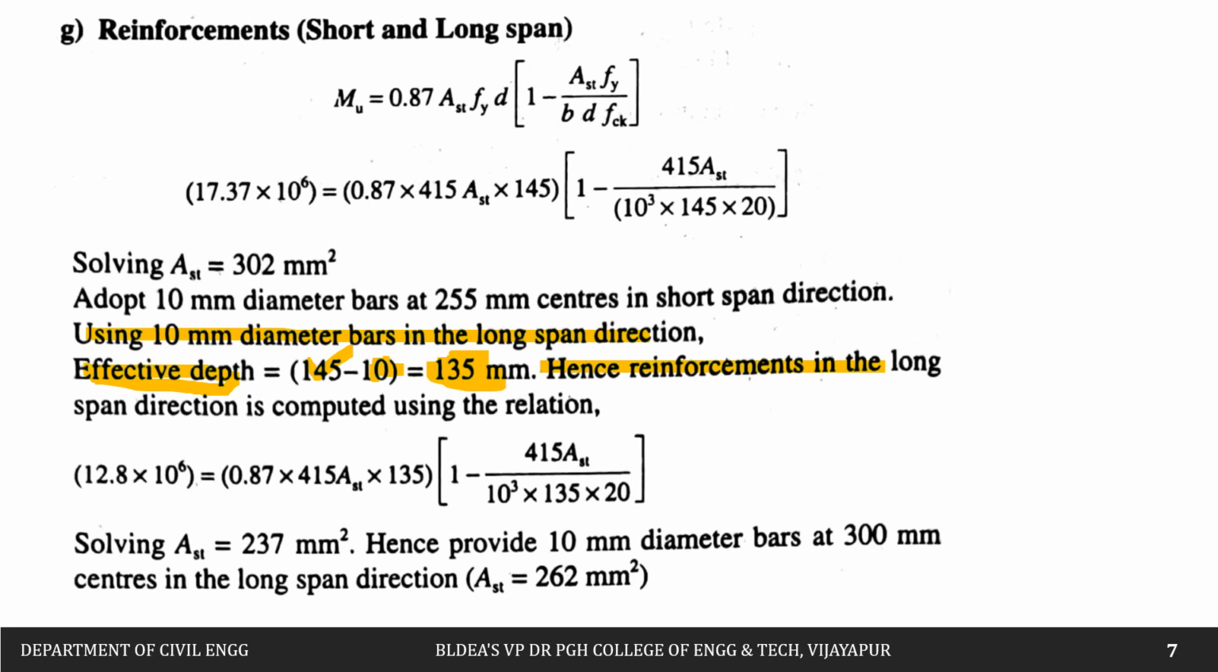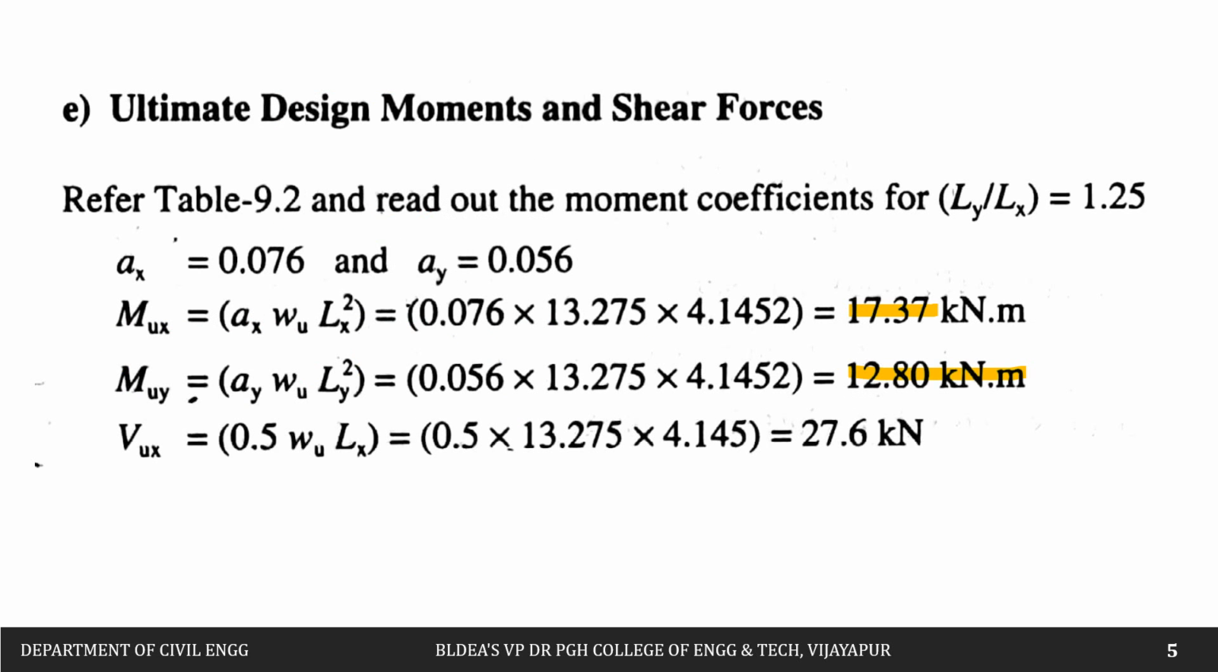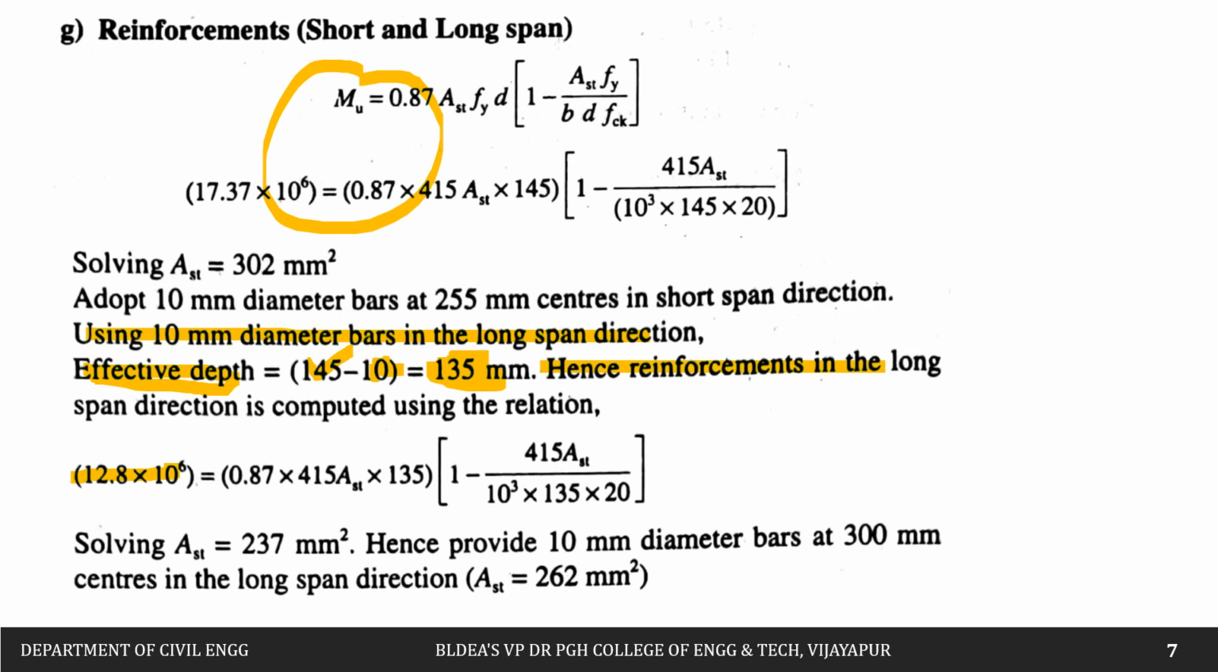Hence the reinforcement in the long span will be calculated using again this relation. So here it is 12.8 we have. Therefore 12.8 into 10 raised to 6, that same formula I can use so as to calculate the area of steel as we had calculated here. So area required will be 237 mm square. So if you are going to use 10 mm dia bars, spacing will be pi by 4 into 10 square divided by 237 multiplied by 1000. So you'll get the answer as nearly 300 mm center to center in the long span.